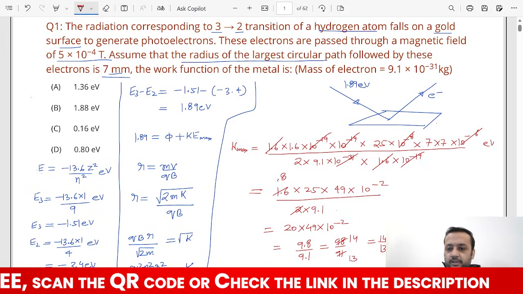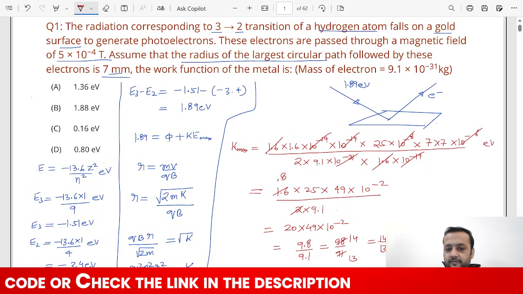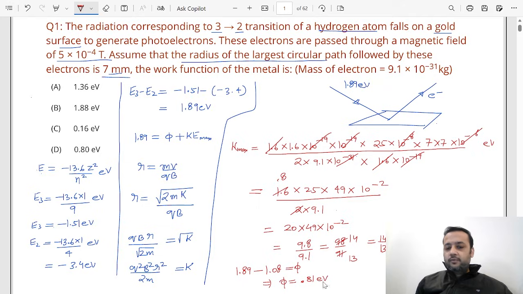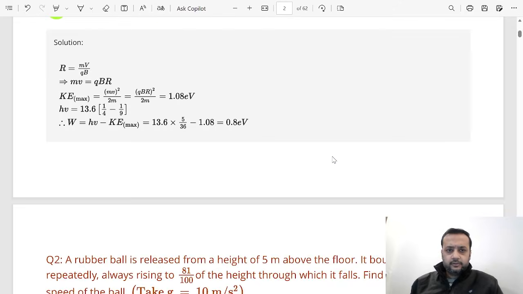And now if I put the value of Kmax here, 1.89 minus Kmax, which is 1.08, the value of phi will come out to be 0.81 electron volt nearly. So you can see that the best possible option is option D. I hope you would have understood. Now let's see the next question.